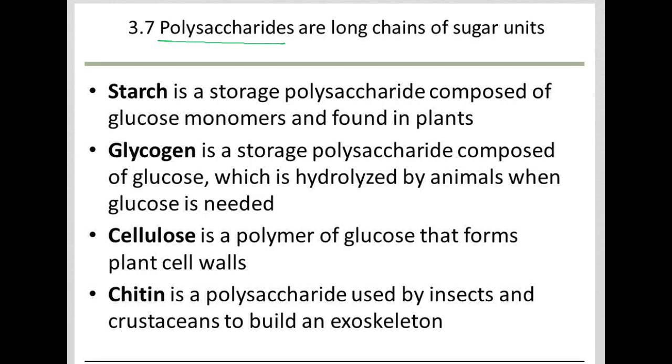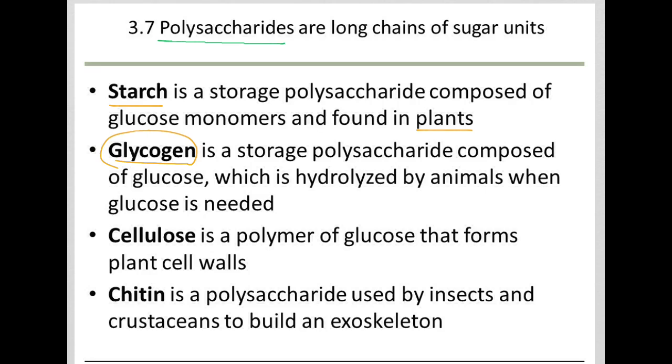Here are some examples of polysaccharides you might have or might not have heard of. You need to know one of these for plants and one of these for animals. Starch is a storage polysaccharide composed of glucose monomers and is found in plants. You will see starch, for example, in potatoes. Potatoes are literally storage centers for starch for plants. They're storing energy that they've made.